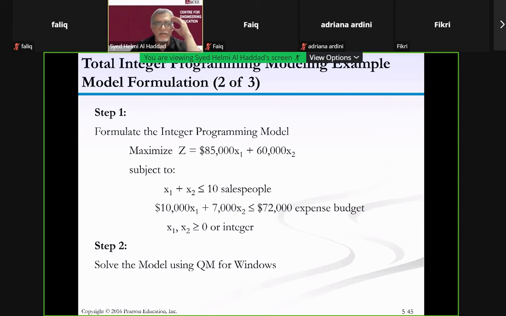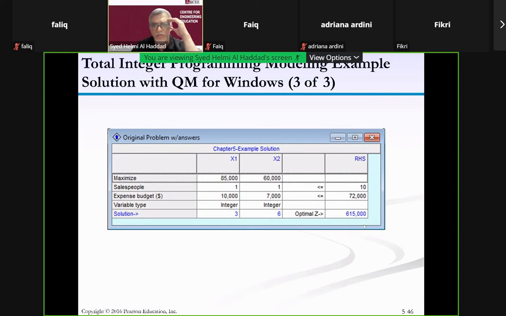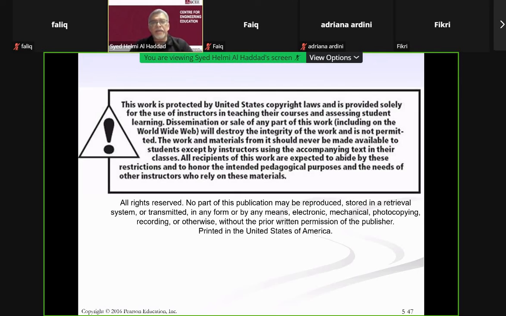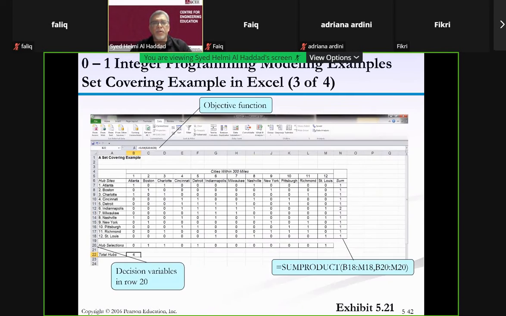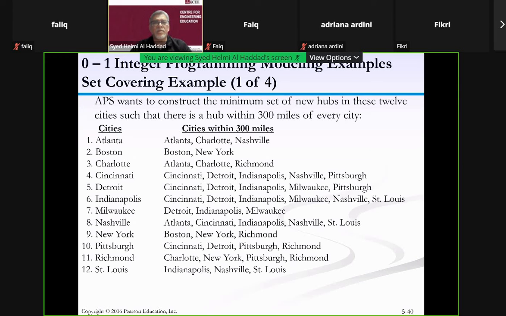And you run this in the software, in the solver. You will get the answer. This is the answer when you run it in QM for Windows, this is what you get, right? Okay, but make sure I want you to use solver instead of this. Okay, that is the problem with respect to integer programming.